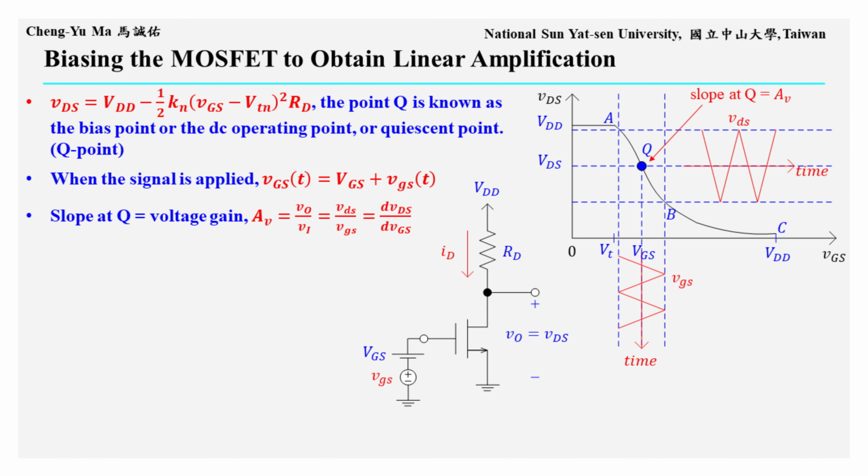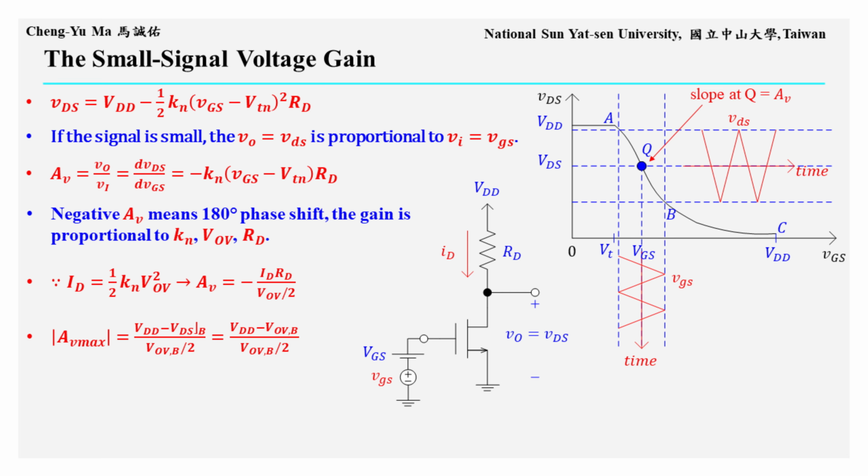In other words, the voltage gain is the slope of the transfer curve at Q. When the input signal amplitude is small enough, the output signal VD, or VDS, is approximately proportional to the input signal VI, or VGS. Therefore, we differentiate the output equation VDS equals VDD minus 1/2 Kn times the square of VGS minus VTN times RD with respect to VGS. This gives the voltage gain AV equals negative Kn times VGS minus VTN times RD.